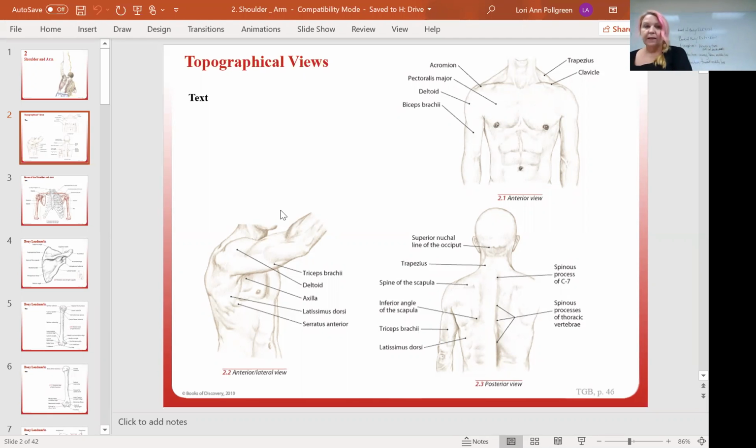Spine of the scapula, which you can feel when you palpate. You can probably feel that on yourself. Inferior angle of the scapula. Triceps brachii again, latissimus dorsi, the spinous process running down the middle of the spine, and then the spinous process of the thoracic vertebra in that view.